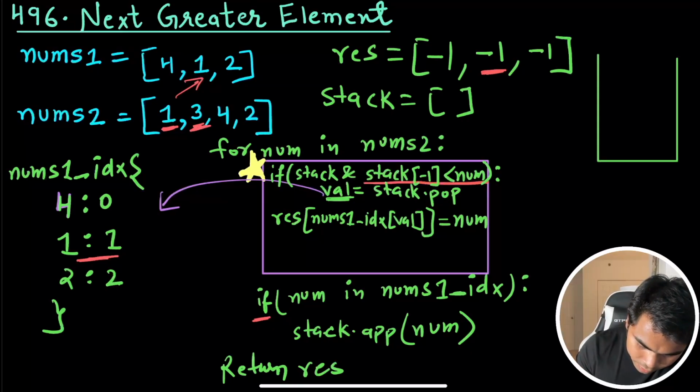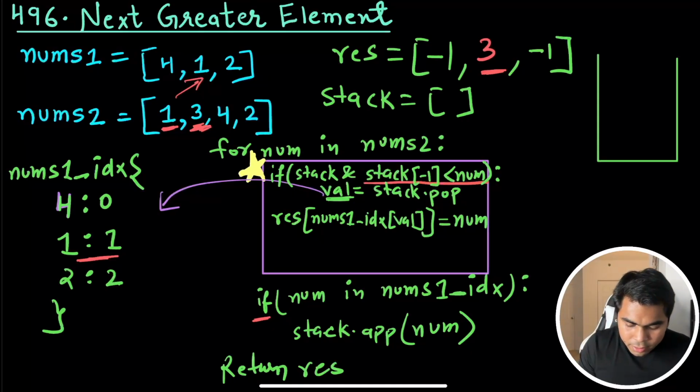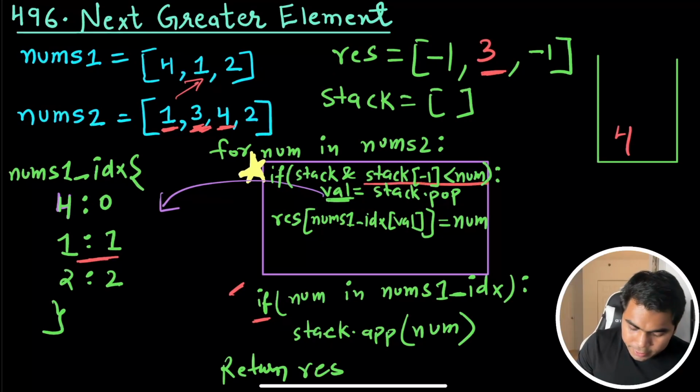So I will put, instead of this -1, that num, which is 3. All right, now because I didn't see this 3 inside my nums1, I'll move to the next value. 4, yes, it is present, but this will not execute because my stack is empty. So I will put that to my stack, second if statement, this one. So 4 right here.